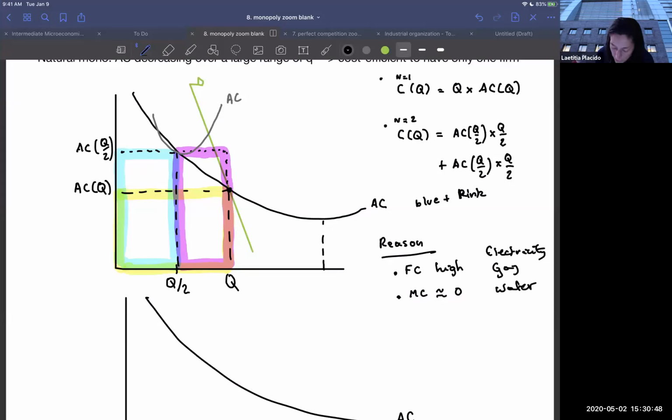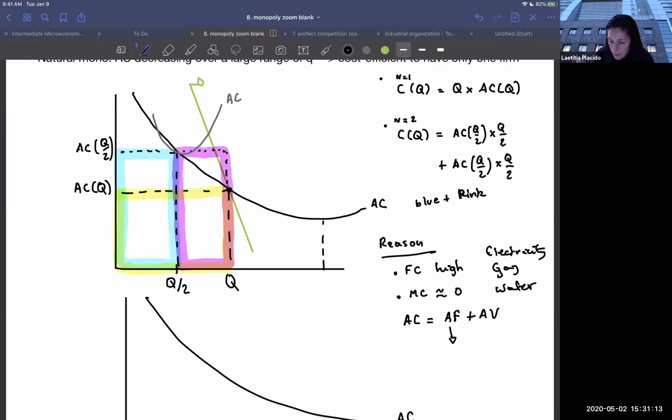And if you remember our equation, AC equals average fixed cost plus average variable cost, then if fixed costs are very high, as we increase the number of customers that are served, the average fixed cost decreases by a lot.